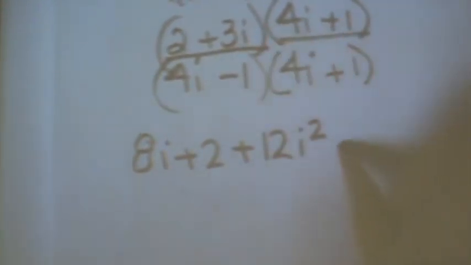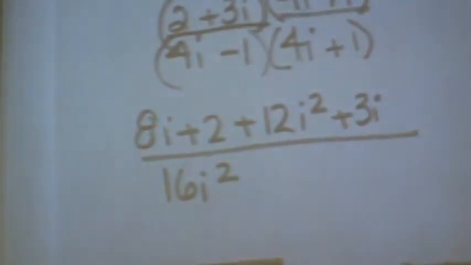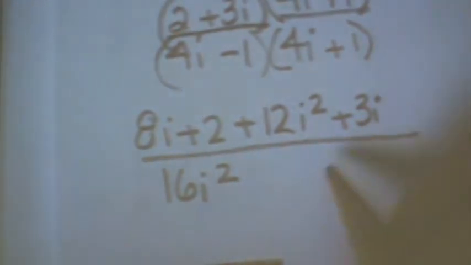Now we can FOIL this. 2 times 4i is 8i. 2 times 1 is 2. Plus 12i squared plus 3i, all over 4i times 4i is 16i squared. The next two will cancel out. You have negative 1 times 1 is negative 1.